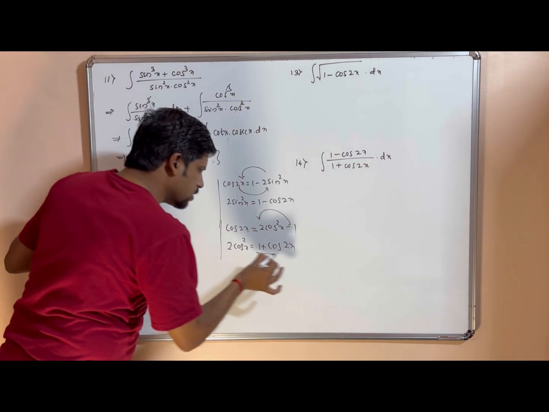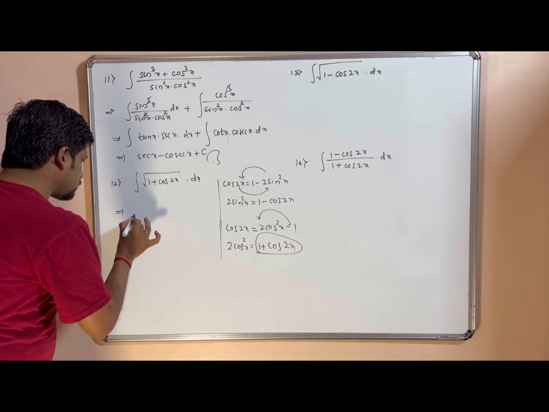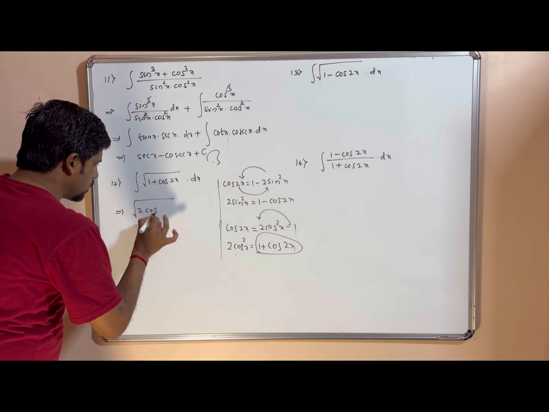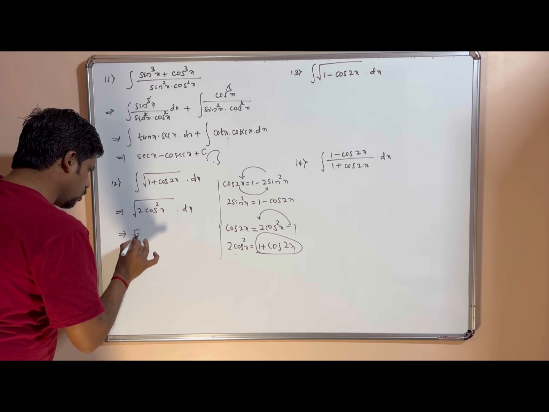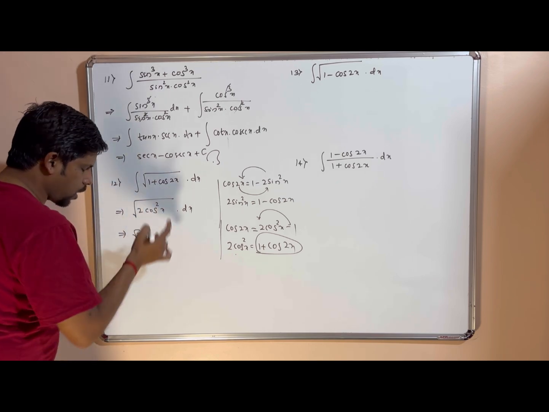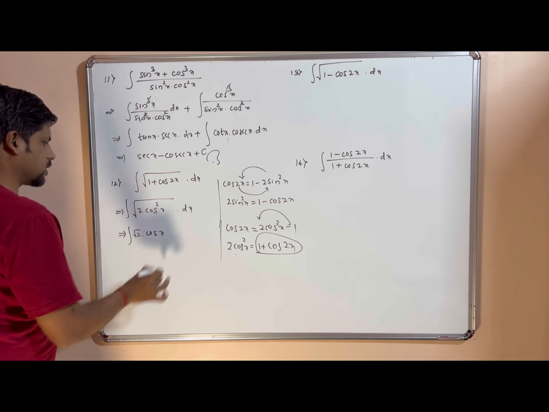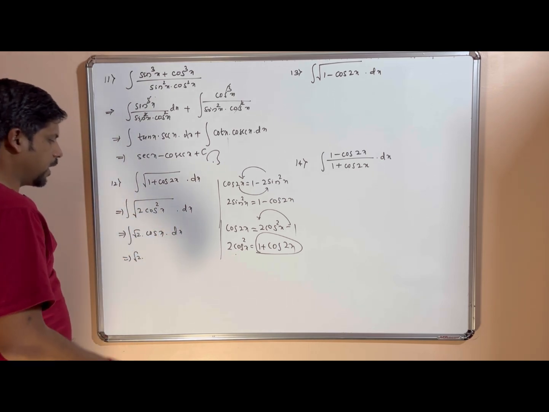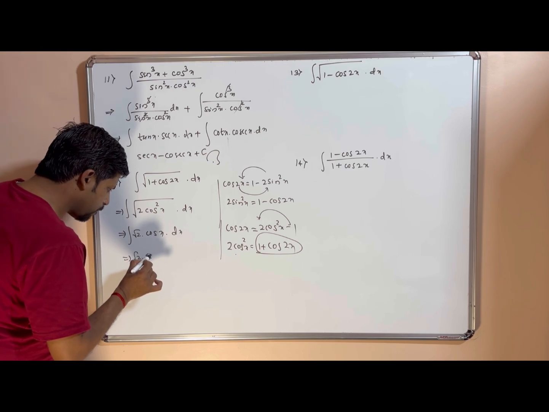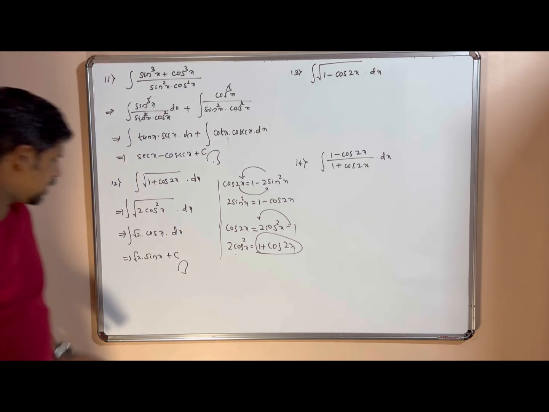Here we have 1 plus cos 2x. So directly this 1 plus cos 2x can be replaced as 2 cos square x into dx. It is under root, so root 2 cos square x, and under root cos square x is cos x. So that is integration into dx. Root 2 is constant, keep it as it is. Integration of cos x is sin x plus c, which is the required solution.